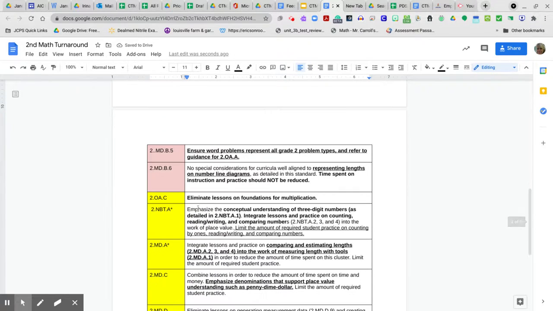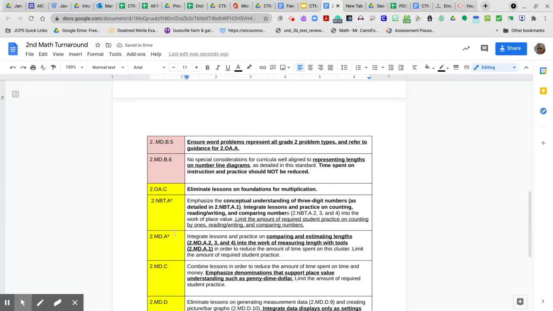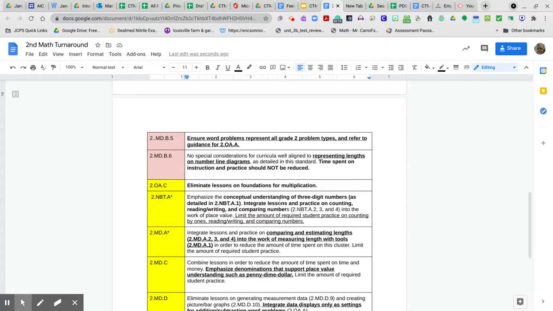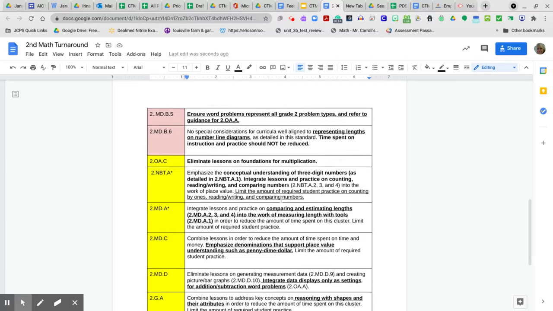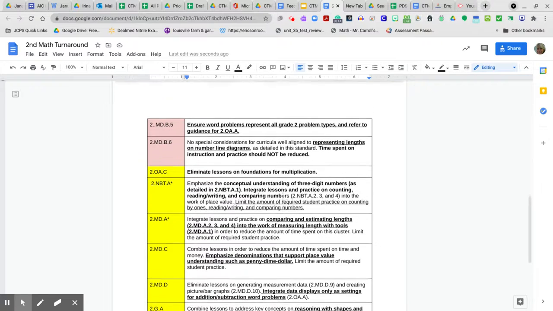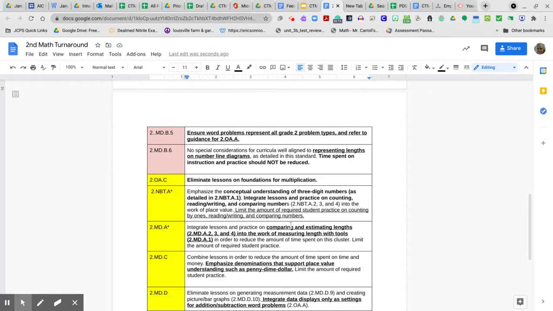through these standards. And then you're going to get into these yellow standards, and you're going to notice that there's some talk about how to, for example, minimize that standard. It does have weight, but what are you going to eliminate in it so that you're only focusing on what you need to focus on? For example, eliminate lessons on foundation for multiplication.